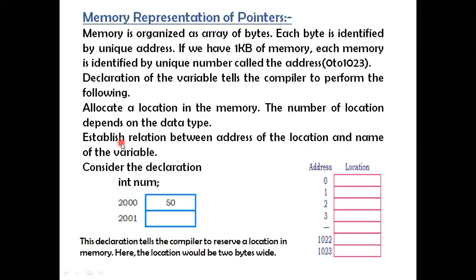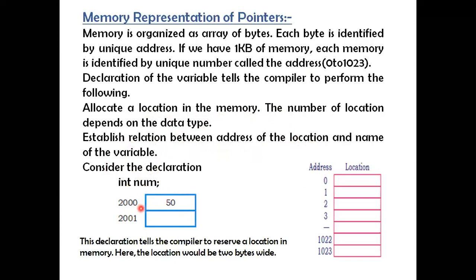Second point, establish a relation between the address of the location and the name of the variable. So consider the declaration. There are two examples. The first one is this example. How many variables have been declared in this example? Only one variable. What is the name of the variable? Num. Num is the name of the variable.